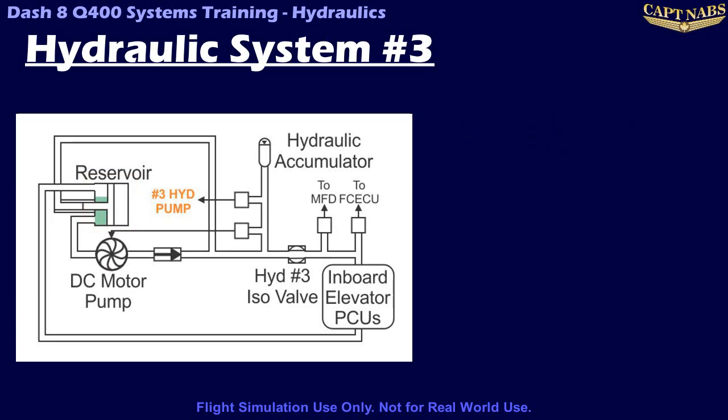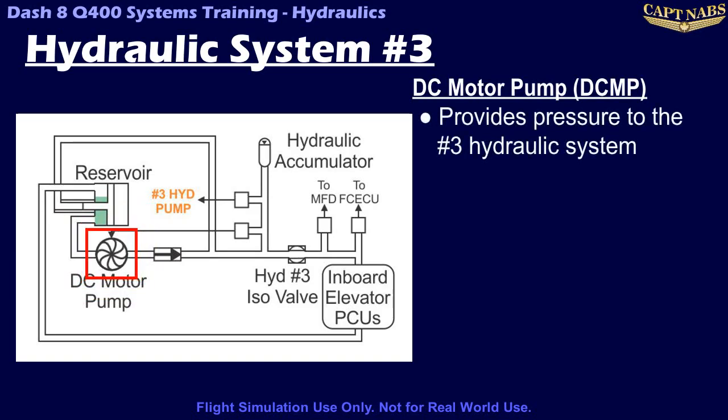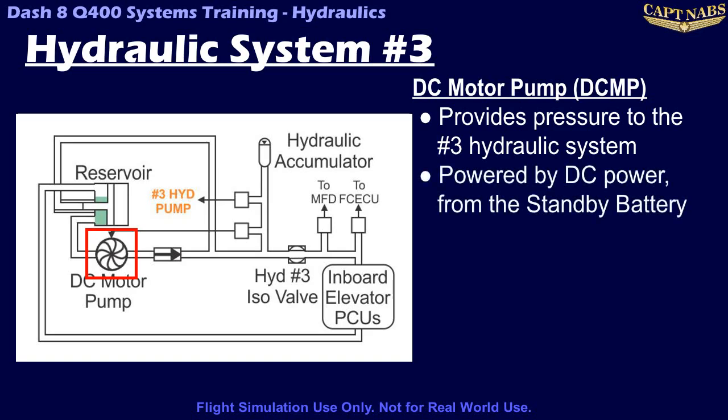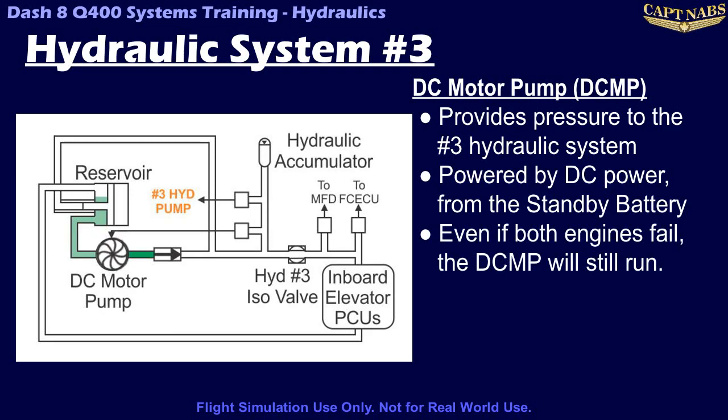The pump for the number 3 system, called the DC motor pump, or DCMP for short, is powered by, surprise surprise, DC electric power directly from the standby battery. Since the DCMP does not rely on AC power, unlike the standby Hyd Pump, it can be powered even when there are no engines running to provide a source of AC power.